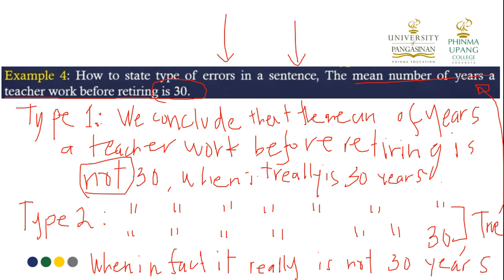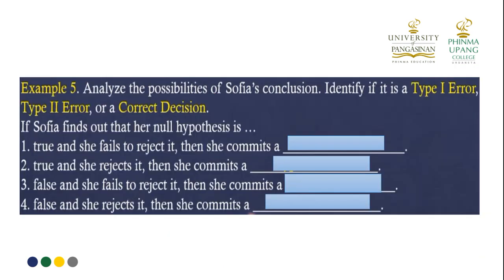Nakakalito tong ganitong problem. So these are the answers for type 1 and type 2. Dito tayo mas madali. Analyze the possibilities of Sophia's conclusion. Identify if it's a type 1 or type 2 error. Sabihin nyo kung type 1 or type 2 or correct decision. Dito to sa'yo sa number 1, number 2, number 3, number 4. So number 1, if Sophia finds out that her null hypothesis is true and she fails to reject it, then she commits a answer.